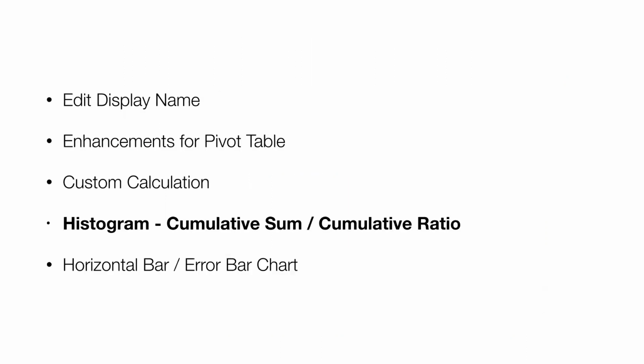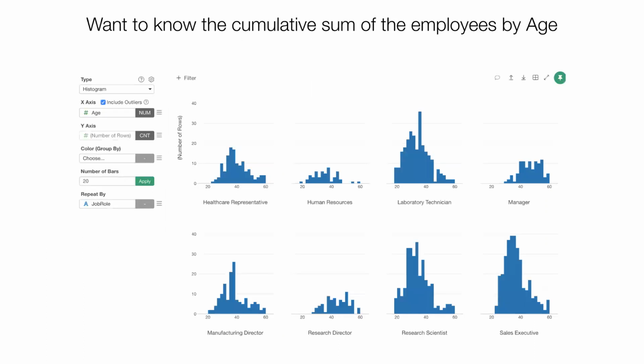Okay. The next one is histogram. You create a histogram, and sometimes you want to know the cumulative sum starting from the left-hand side to the right side. So sometimes you want to know, for example, at this age, this is the x-axis age, right, and the distribution of the age.